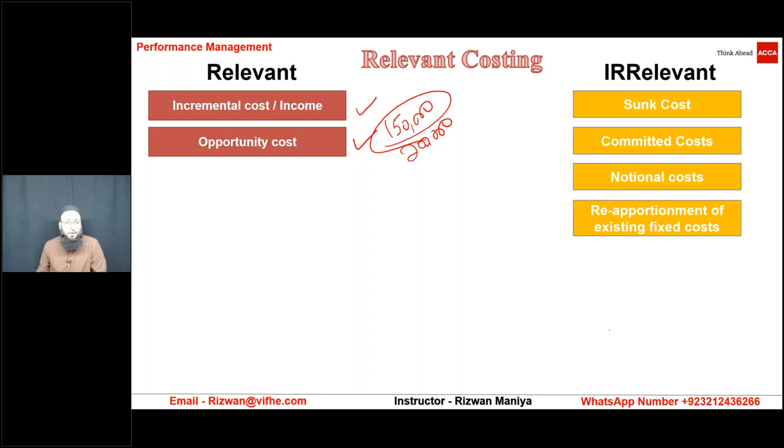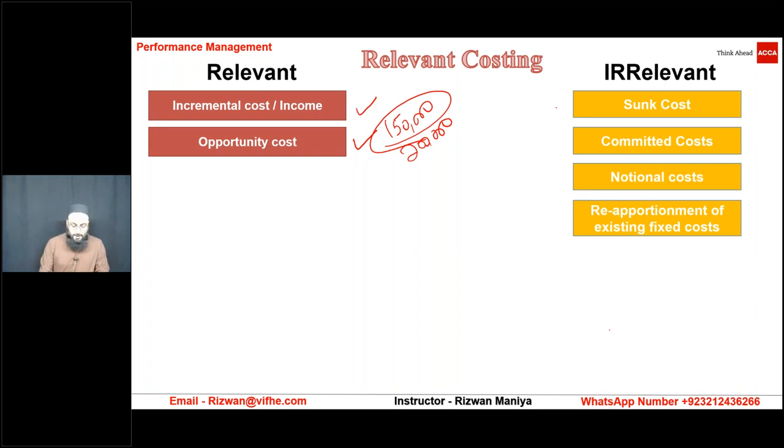Samuel, 150,000 is what I am foregoing, so that is my opportunity cost, the cost of the second best alternative. The second best alternative was 150,000 because the best option was to go for the job of 200,000. Okay, Samuel? Now, a cost that will be classified as an irrelevant cost.